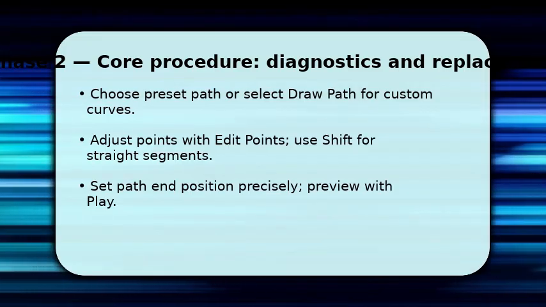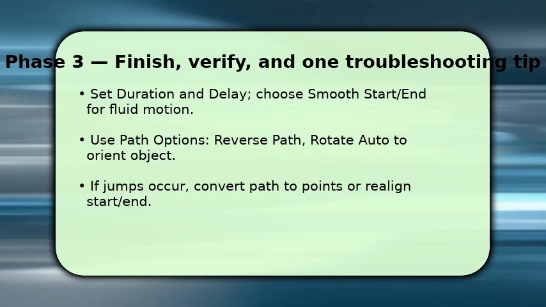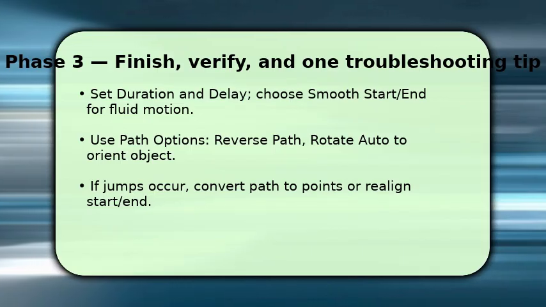Finish by controlling timing and behavior. Set duration and delay so movement feels deliberate, and apply smooth start and smooth end for organic acceleration. Then open Effect Options to reverse the path or enable Rotate Auto so the object faces the travel direction. Once done, group animated elements if multiple pieces move together and preview the full slide.